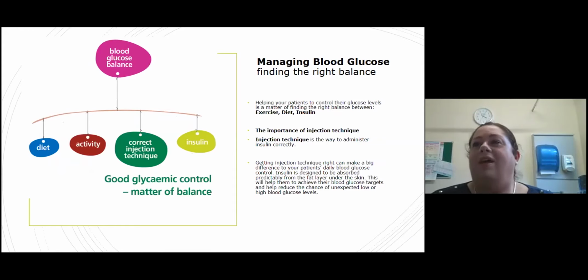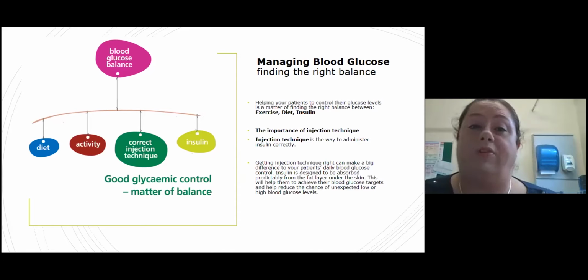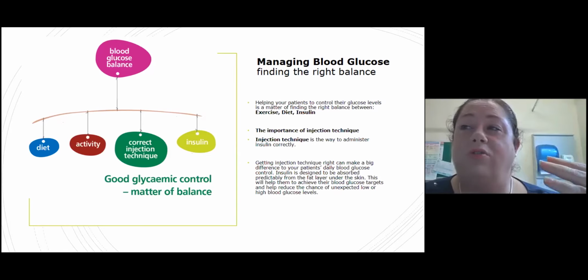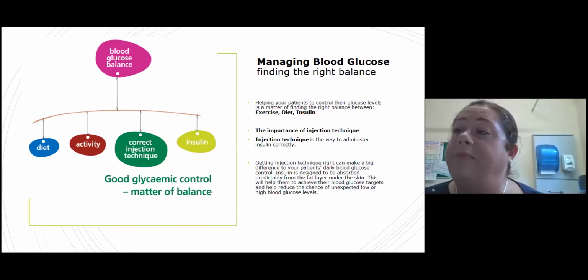So, managing blood glucose and finding the right balance. If you think of diabetes like a wheel, and you want that wheel to turn, it's made up of three components. You have your exercise, your diet, your insulin. And obviously your insulin is major there, because you've got to go through the importance of injection technique, because it's the only way they're going to get their insulin correctly. It can make a huge difference to their daily blood glucose control, to their life.